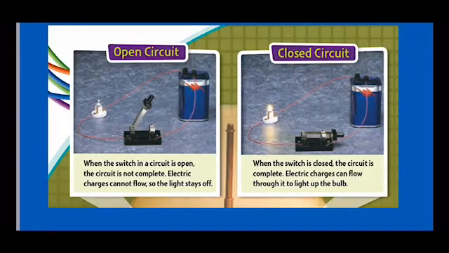Whenever you open it, just like in the left picture, you will have an open circuit and the light will go off, just like shown in the picture. So, when the switch in a circuit is open, the circuit is not complete. So, electric charges cannot flow. So, the light stays off, definitely. And when the switch is closed, the circuit is complete. So, the electric charges can flow through it to light up the bulb. Excellent, girls, excellent.